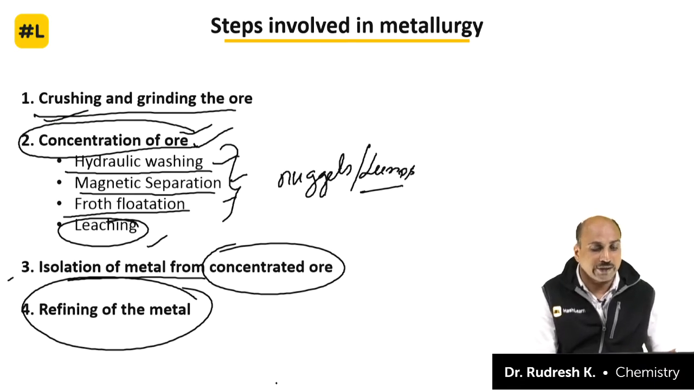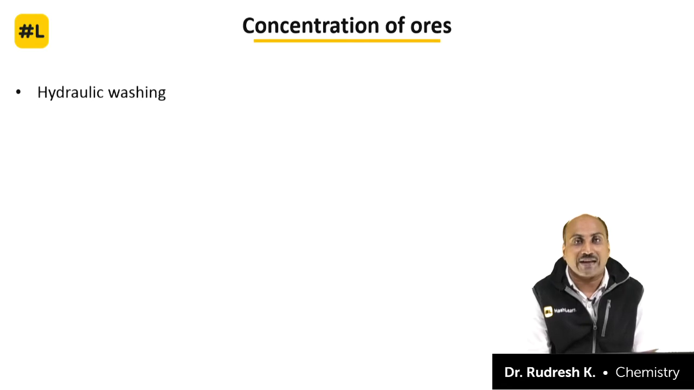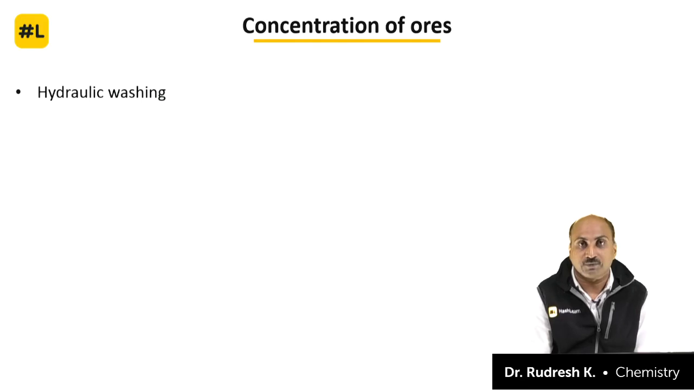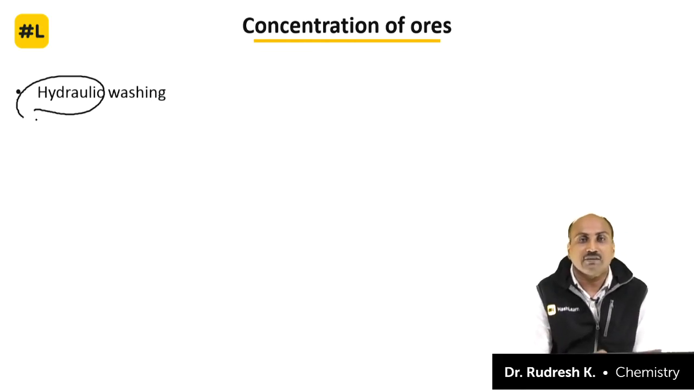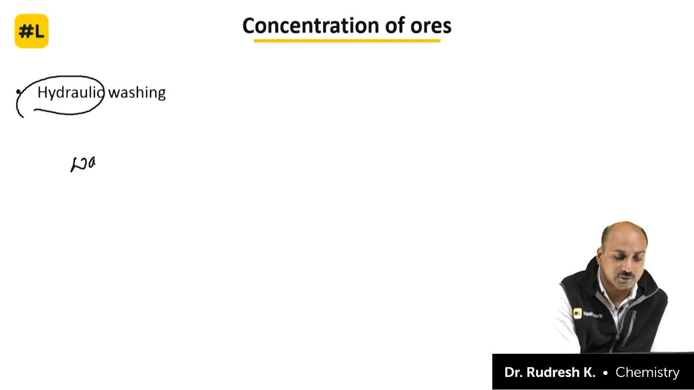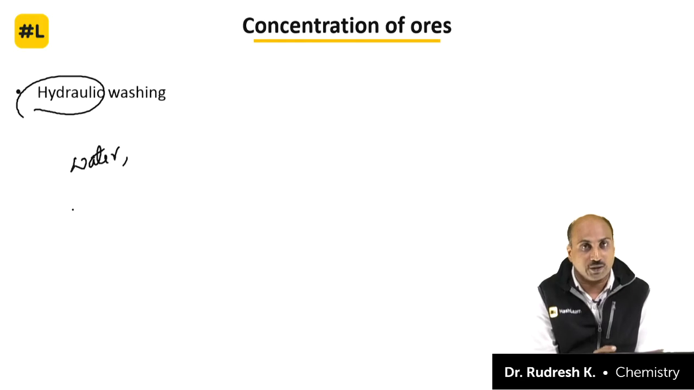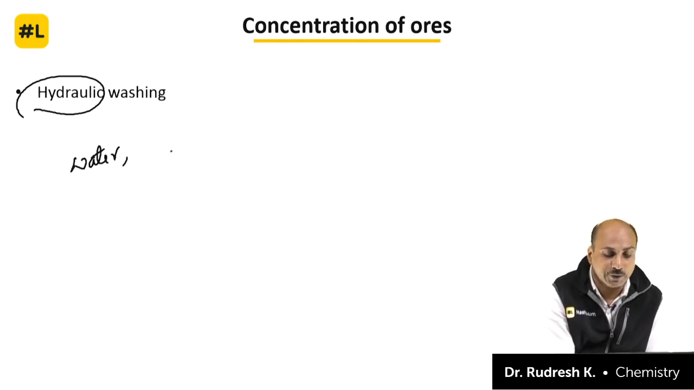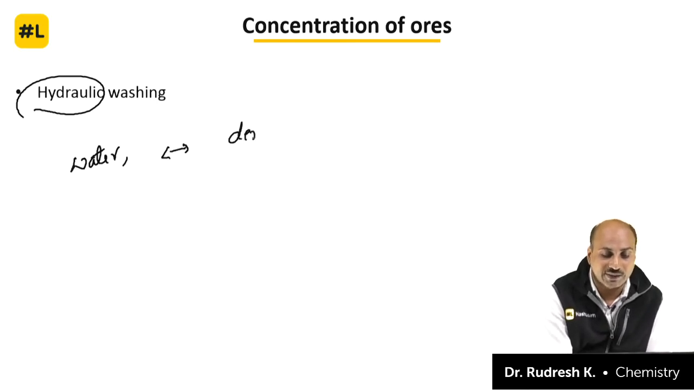Now, we will be talking about the individual processes. This is where I will be talking about hydraulic washing, which is also called gravity separation, or sometimes the levitation process. The basic principle of this hydraulic washing: the name itself talks about hydraulic, that means there is an involvement of water, this is most important, and the impurities and the ore particles we differentiate with respect to a particular property. What is that? That is called densities.